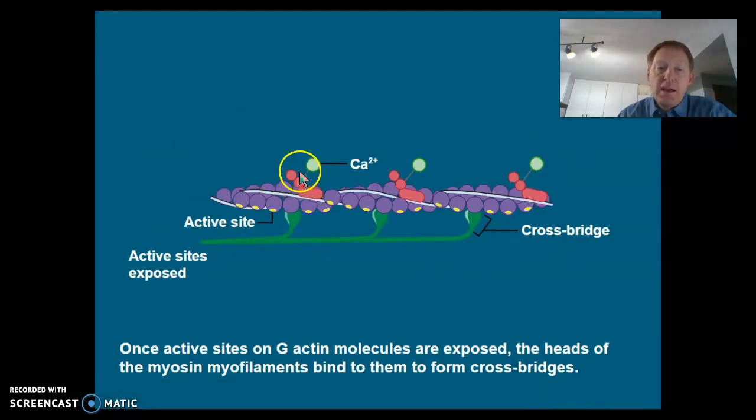But the key, again, is that calcium is released from the sarcoplasmic reticulum. It binds to the troponin molecules. The troponin changes shape and then moves the tropomyosin. And then once the tropomyosin is moved, you can form the cross bridges, and the cross bridges will start the contraction.